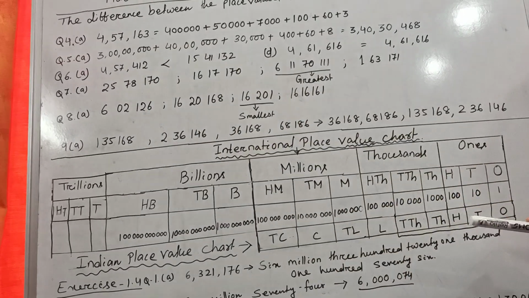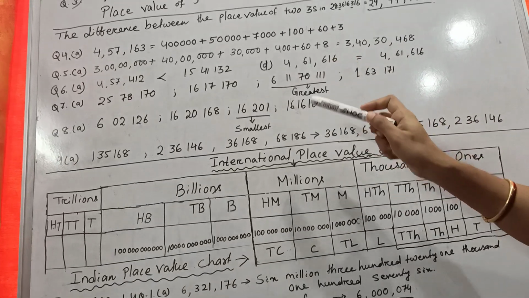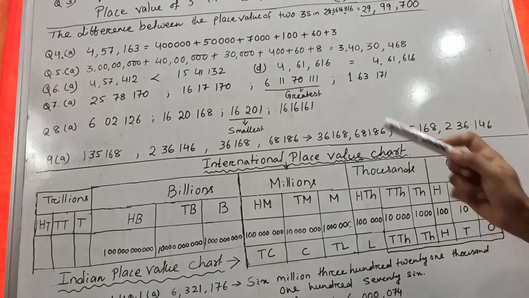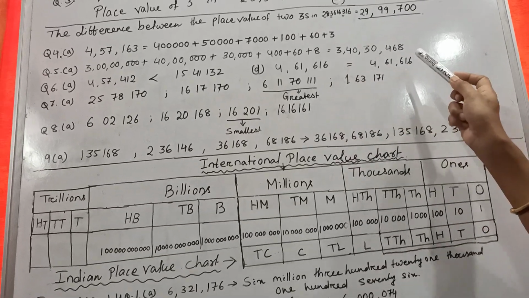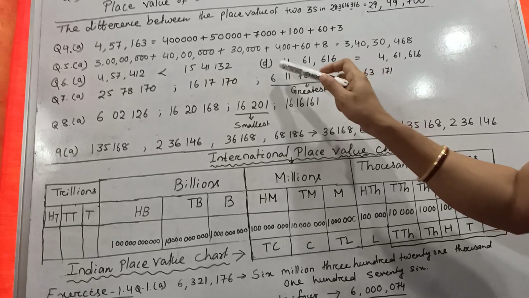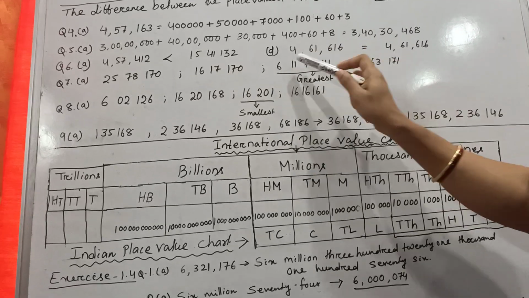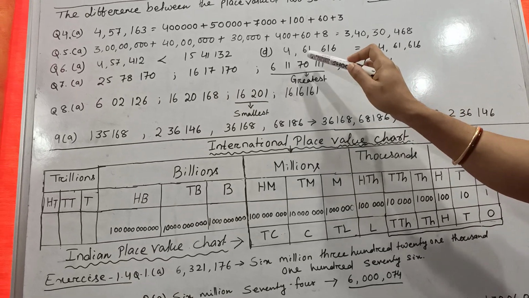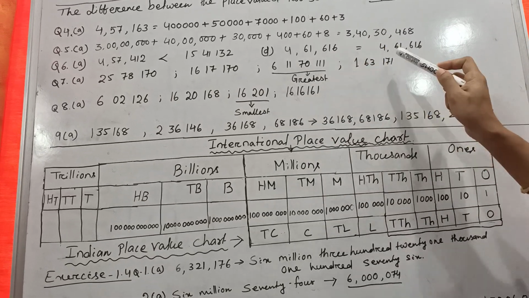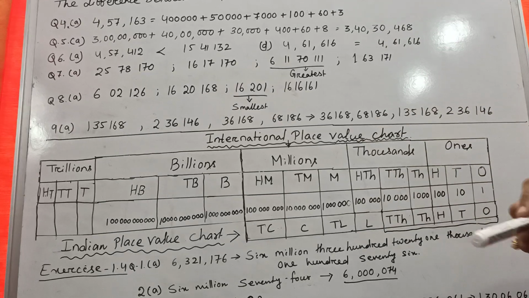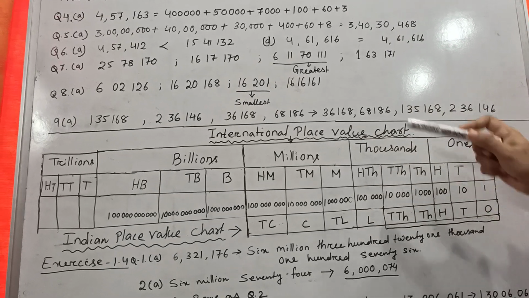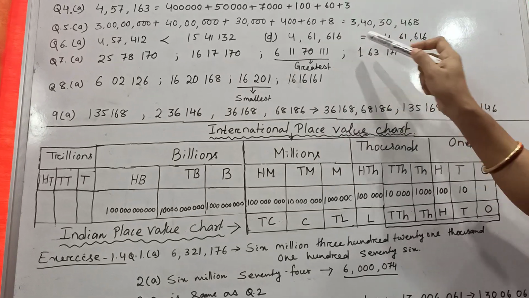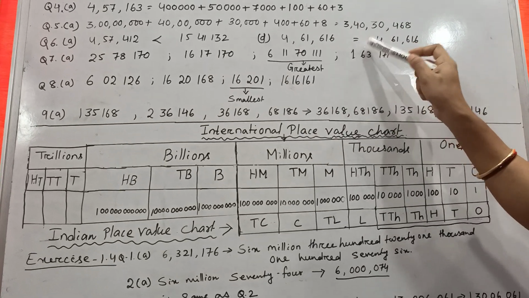Then come to question number 6D. In this case, two numbers are the same in digits. Both are 6-digit numbers. In this case, you first compare the lakh place. Here is 4, here is 4. Both are same. Then in thousand place, 61, 61. Here also both are same. Then in 100 place, compare 616, 616. So both the numbers are the same. I have written the equal sign here.